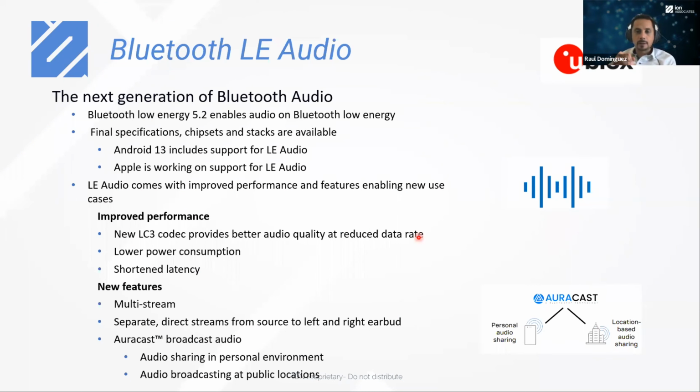Before, there was just classic Bluetooth audio. Now with the release of 5.0 and going forward to 5.1, 5.2, 5.3, we're finding more things that BLE audio supports. Some of them, for example, are the group performance. There's a new LC3 codec that has better audio quality and reduces the data rate use. So that helps us to share better quality audio using less data. Also, it's lower power consumption and shorter latency.